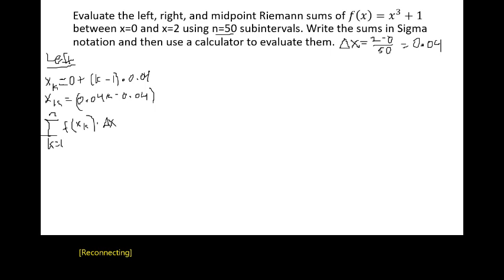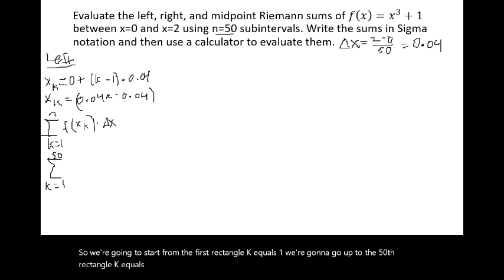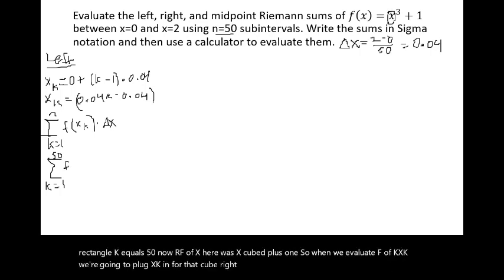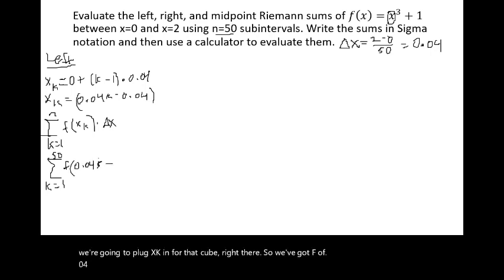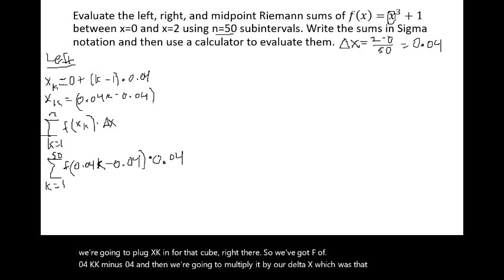So we're going to start from the first rectangle, k equals 1. We're going to go up to the 50th rectangle, k equals 50. Now our f of x here was x cubed plus 1. So when we evaluate f of xk, we're going to plug xk in for that cube right there. So we've got f of 0.04k minus 0.04, and then we're going to multiply it by our delta x, which was that 0.04.